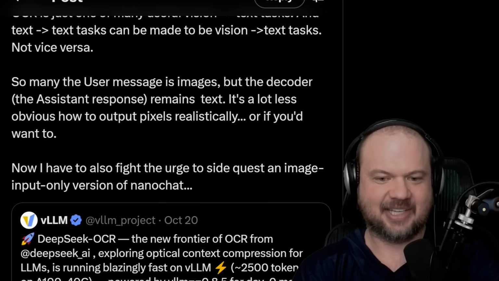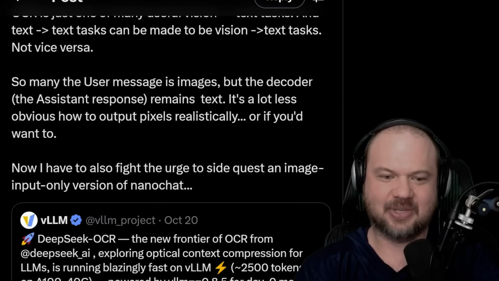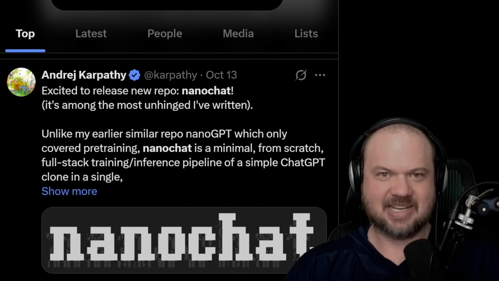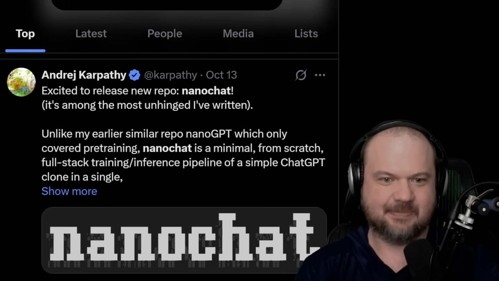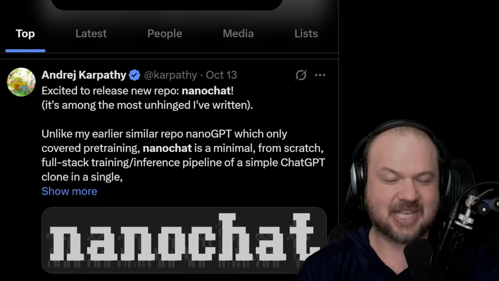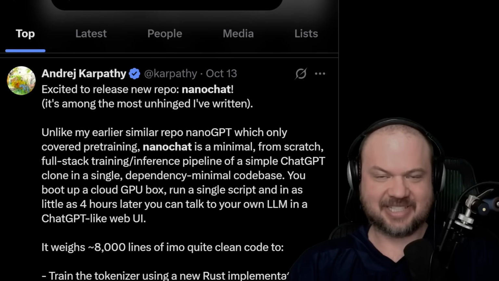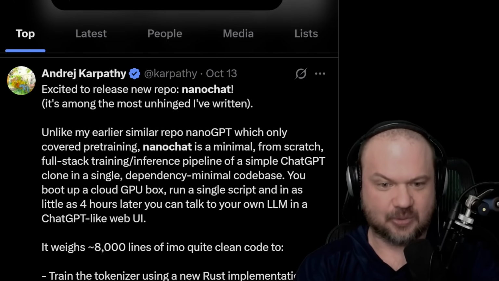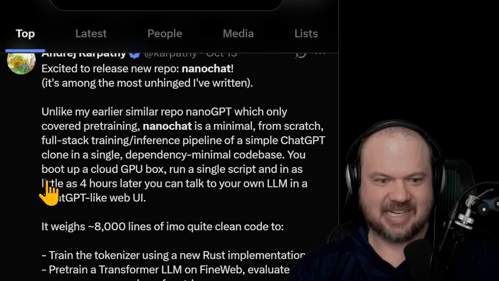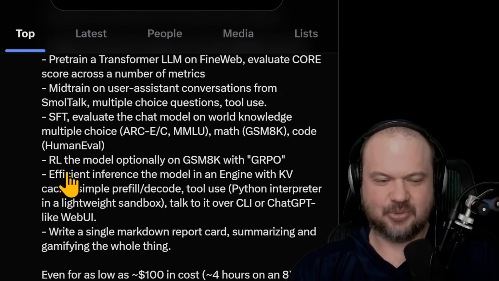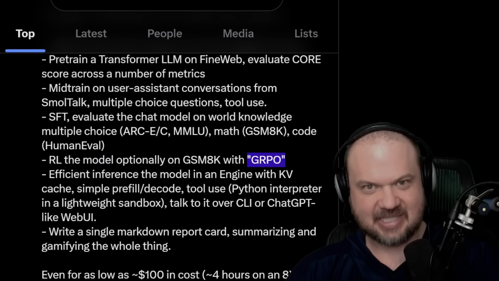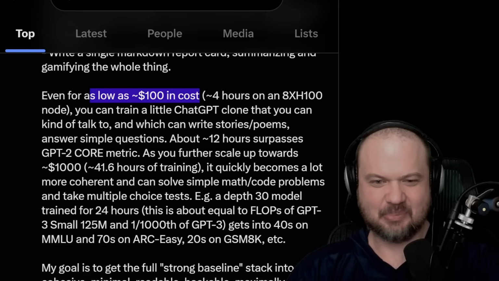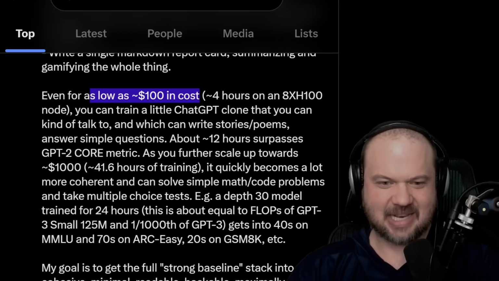Now I have to also fight the urge to side quest an image-input-only version of NanoChat. NanoChat is a recent project by Andrej Karpathy, and as he says, it's among the most unhinged I've written. It basically allows you to create your very own little ChatGPT clone completely from scratch, with a full stack training and inference pipeline. You create it in as little as 4 hours. You can do reinforcement learning on the model optionally with GRPO, just like DeepSeek did. So you can train it for as little as $100. Now, it's probably not going to be that smart.